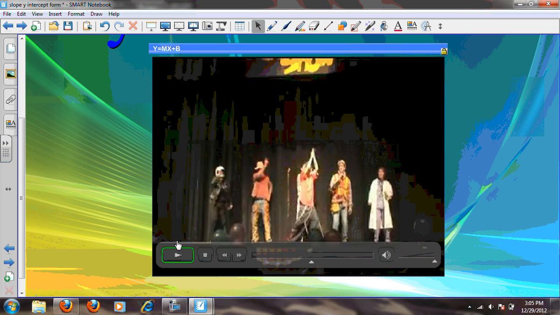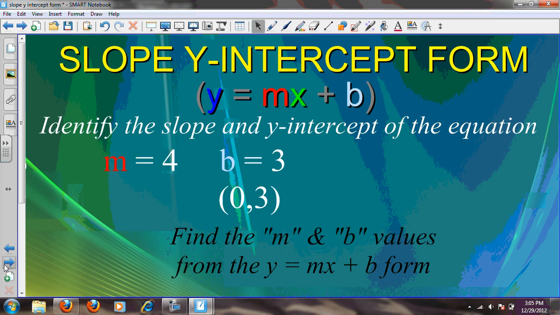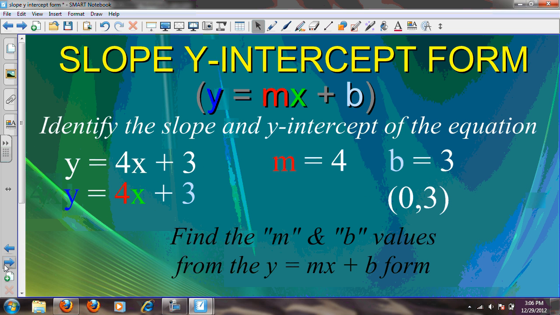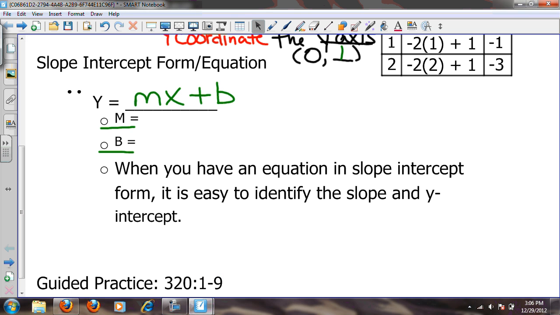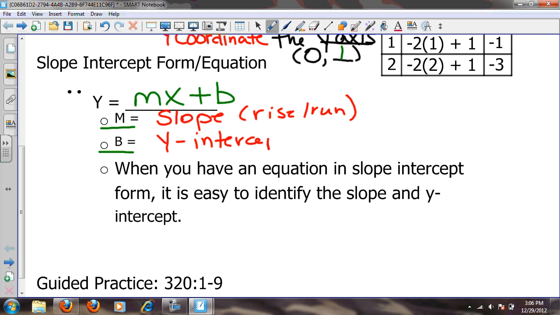Okay, what does y equal? Thank you, class. Mx plus b. We're going to talk about what the m and b stand for. M represents the slope, the rise over the run. B represents the y-intercept. Where is it crossing the y-axis? Okay?